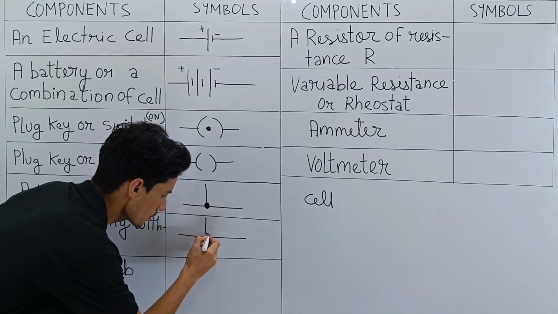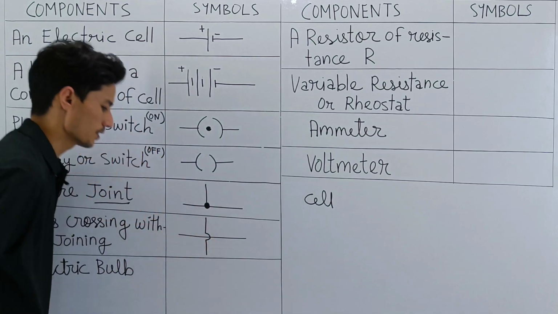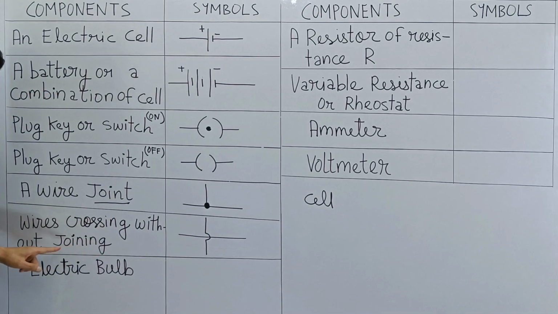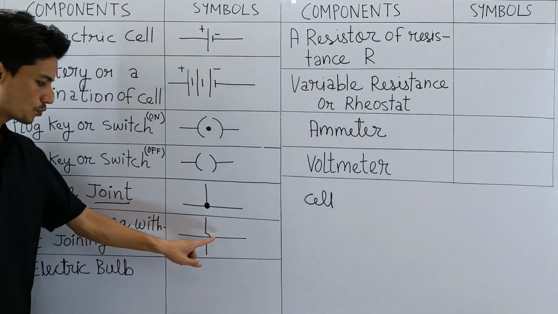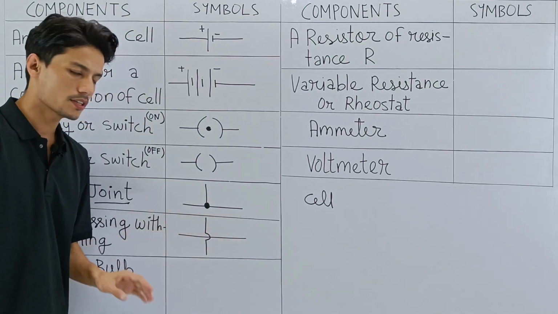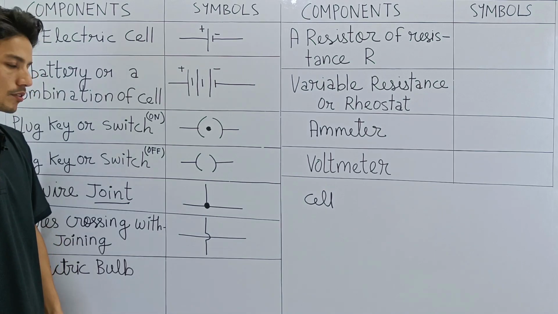But this is without joint, isn't it? So it will be shown like this. This is how you show a wire crossing but without joining. That means the up to down wire and this horizontal wire are not touching each other.